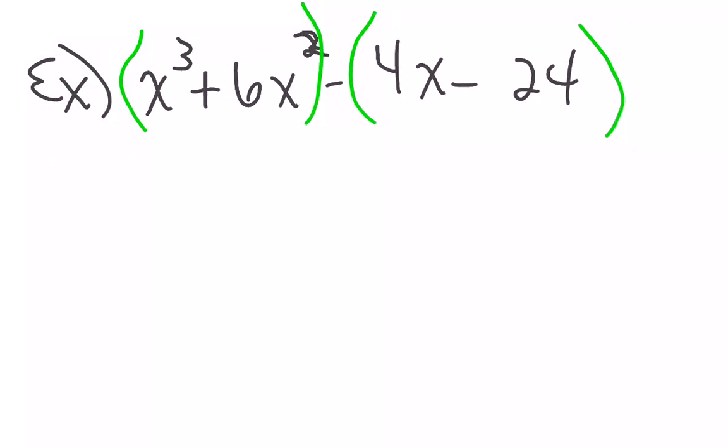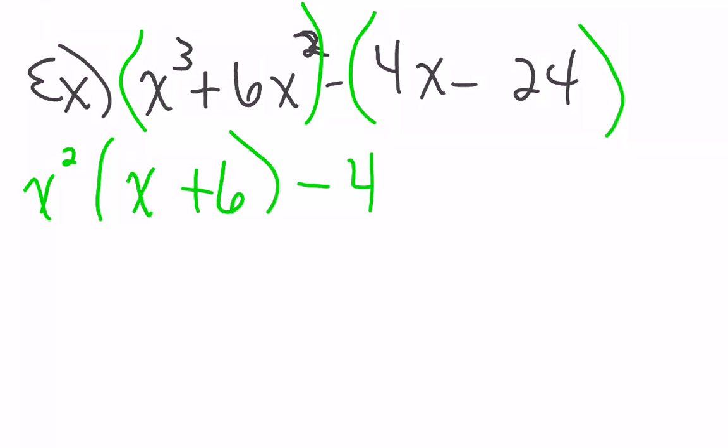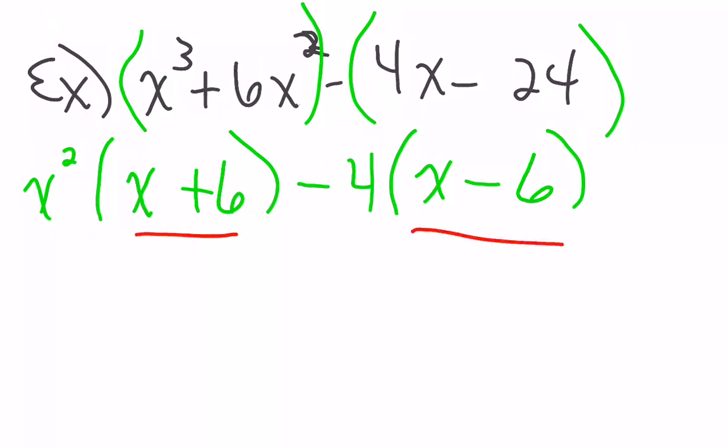So the first term we can pull out an x squared. And so if I divide x squared from x cubed, I'm left with an x. If I divide x squared from 6x squared, I'm left with 6. The second one, I can pull out a 4, and I'd get left with x minus 6. Now what we want to look at is our new parentheses, do they match? Because they're supposed to, and they almost do, except for the plus and the minus.